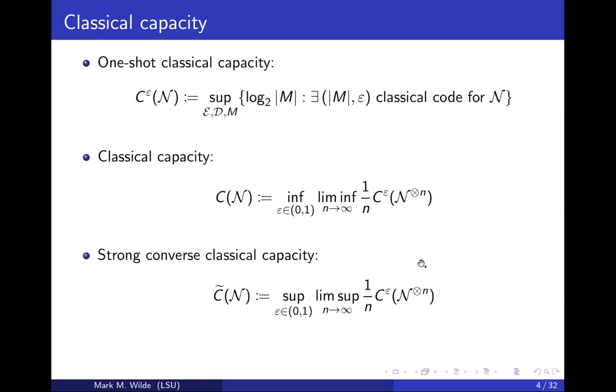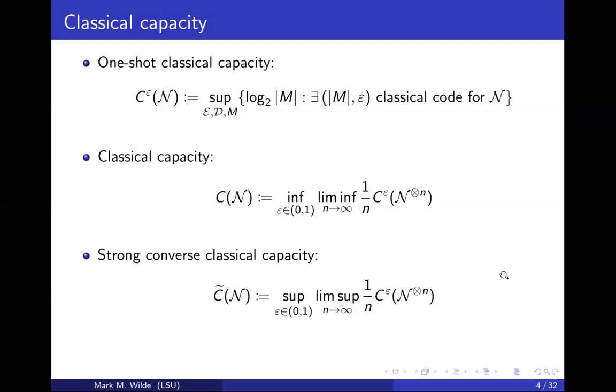There's another related concept of interest. It's called the strong converse. You simply flip the infs to sups, and then you get this strong converse classical capacity. Okay, and this has been an important concept in both classical and quantum information theory. This is possibly the most compact way to define it.